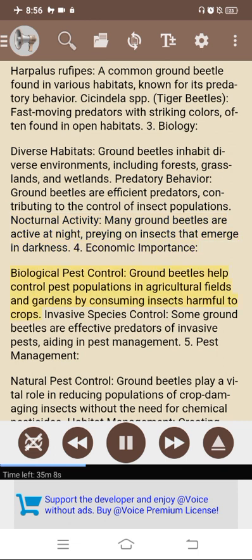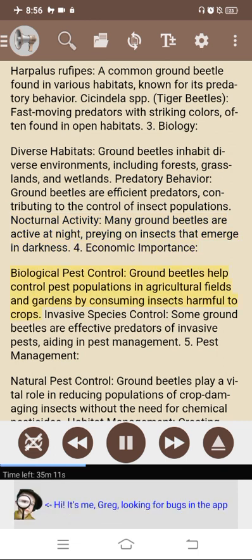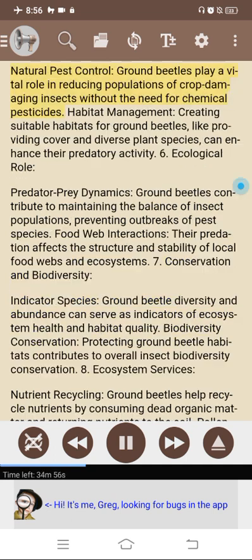4. Economic importance. Biological pest control. Ground beetles help control pest populations in agricultural fields and gardens by consuming insects harmful to crops. Invasive species control. Some ground beetles are effective predators of invasive pests, aiding in pest management. 5. Pest management.